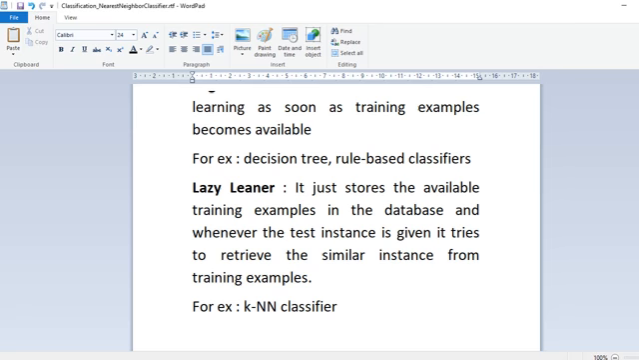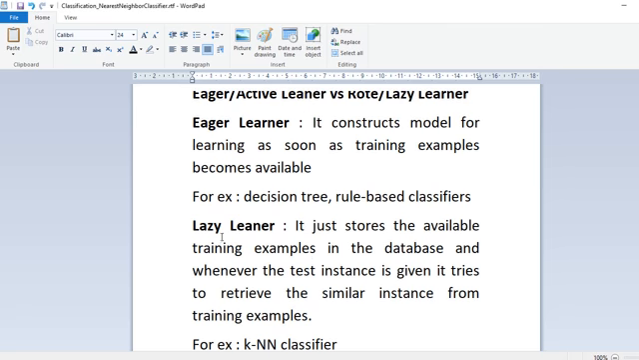Why do we call it lazy learner? The word lazy comes from the fact that it does not create any explicit model. On the fly or dynamically it is going to match the test example with the existing training examples.